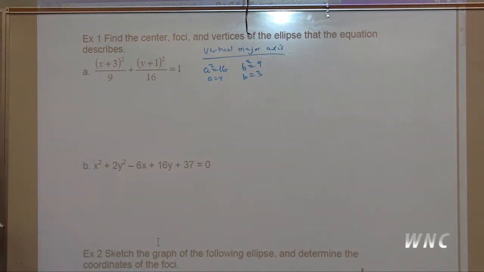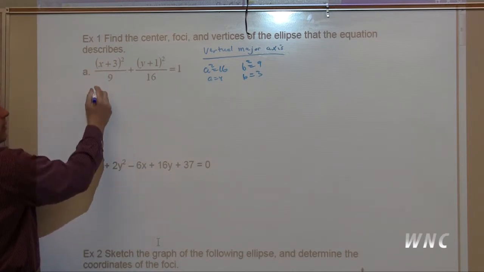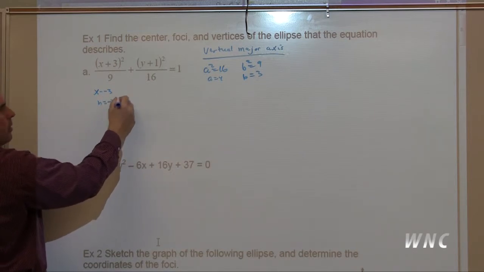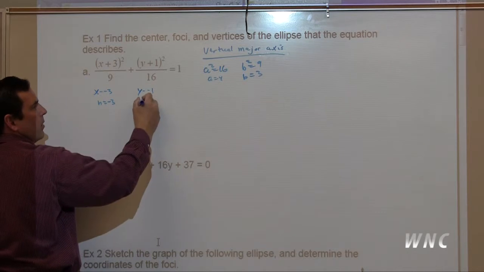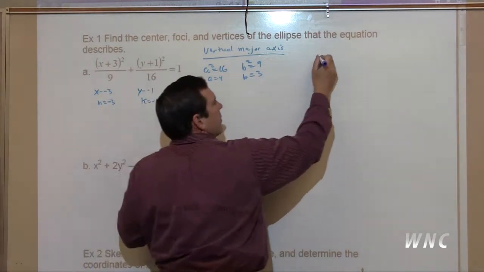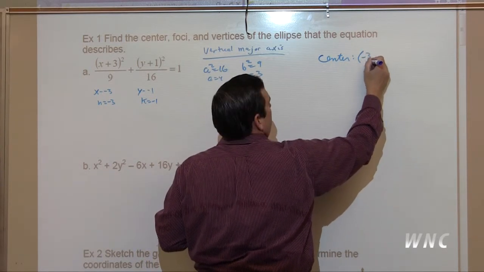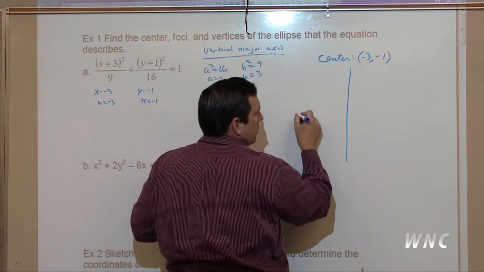Now where's the center of this? Well, it should be x minus h. So think of that as x minus negative 3, so h would be negative 3. Y minus k, so it'd be like y minus negative 1. So k must be negative 1. So our center is going to be at negative 3, negative 1. And if it helps to see a little picture of this, we can draw a picture.